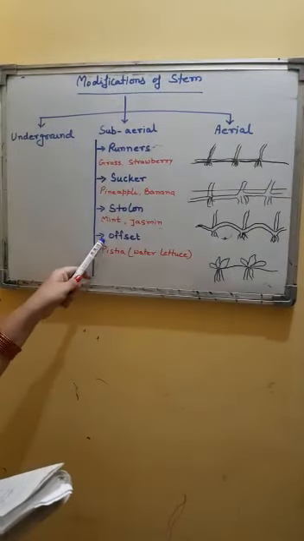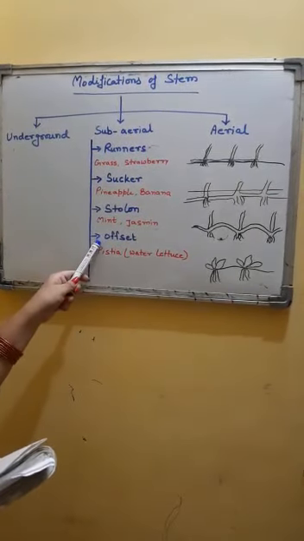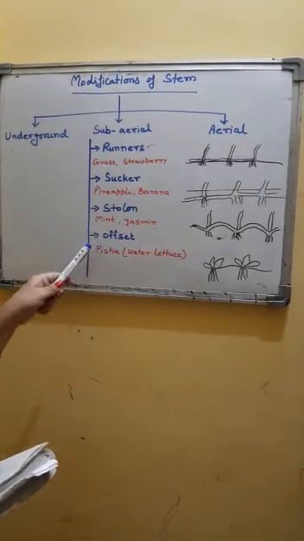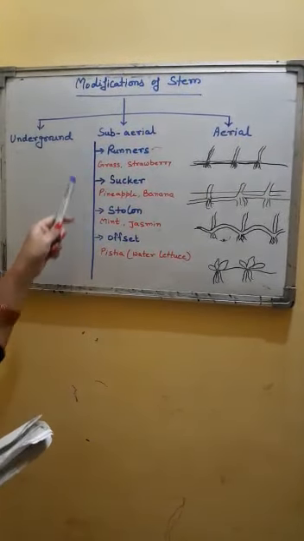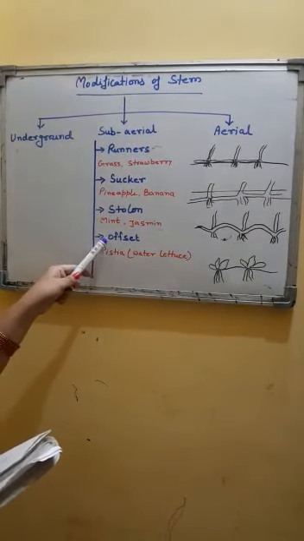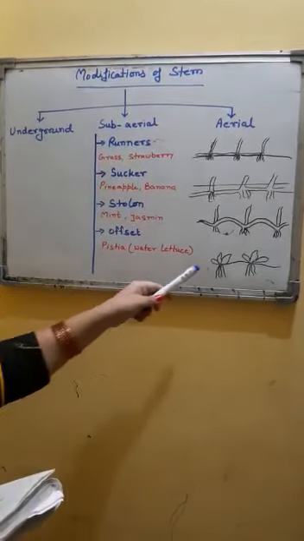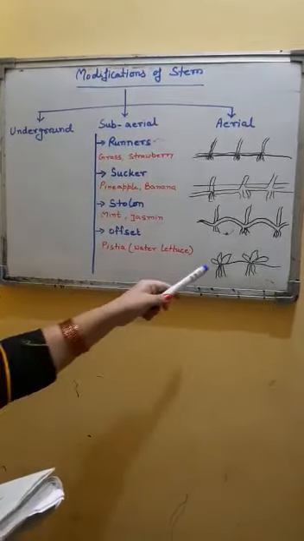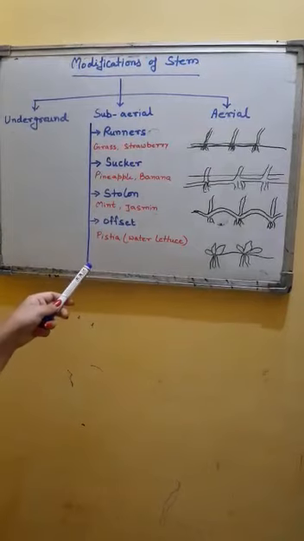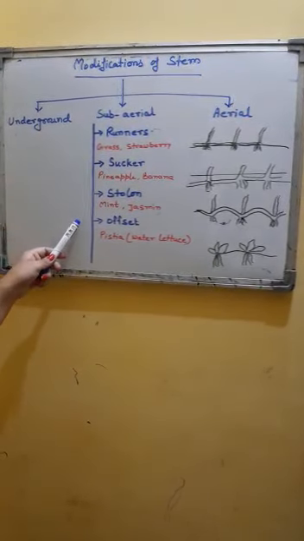And the last example of subaerial modification is offset. Offset can be regarded as compact runners. The characteristics are like those of runners, but the internodes are very small. A lateral branch with very short internodes grows, and a node having a tuft of roots is present. This is found basically in aquatic plants like Pistia, which is commonly known as water lettuce. So these four are examples of subaerial modifications of stem.